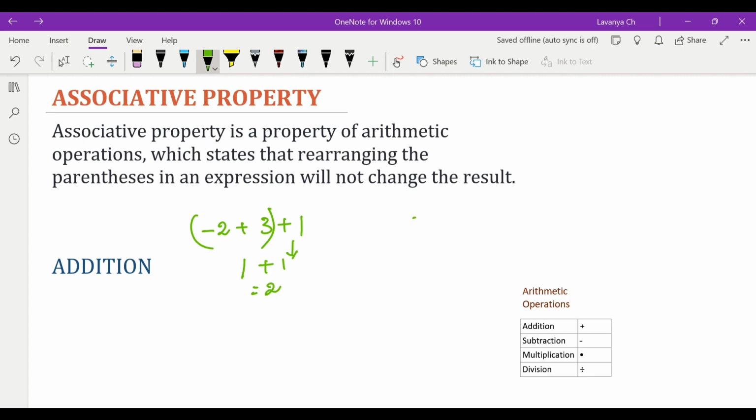Now, for performing the same arithmetic operation, I will first consider the last two integers, that is 3 plus 1. This will come as negative 2 plus the bracket 3 plus 1, which is 4. So here also the resultant value is 2. Both are same, which means addition of integers is associative.